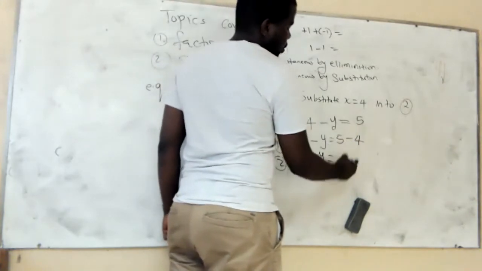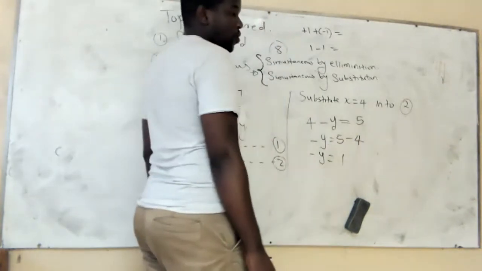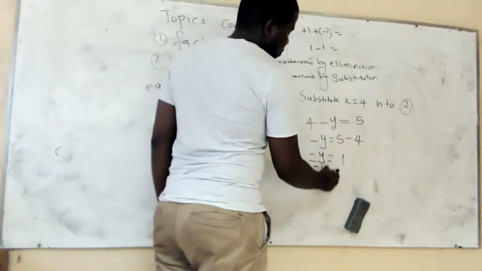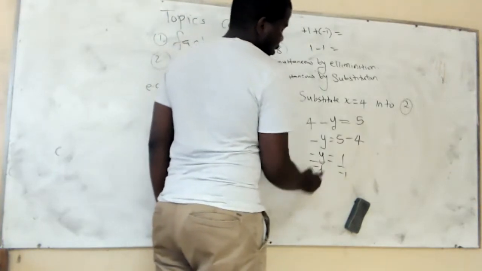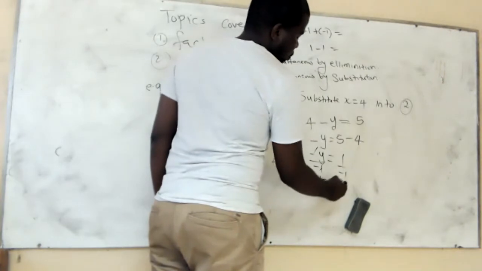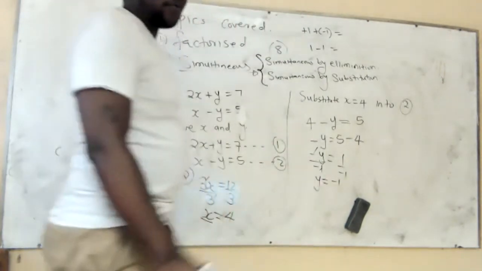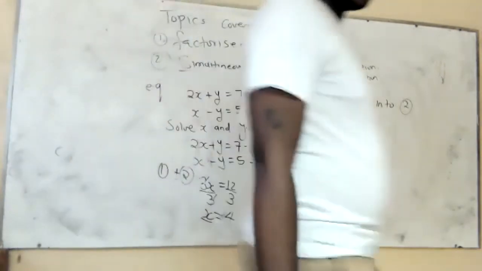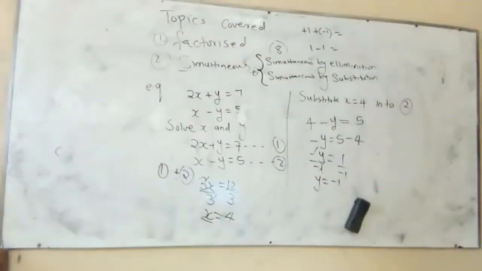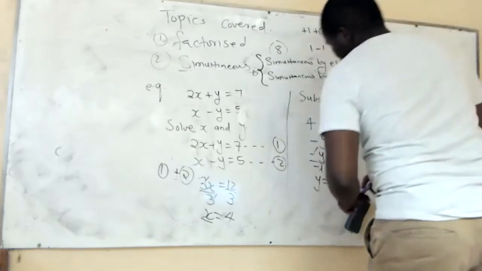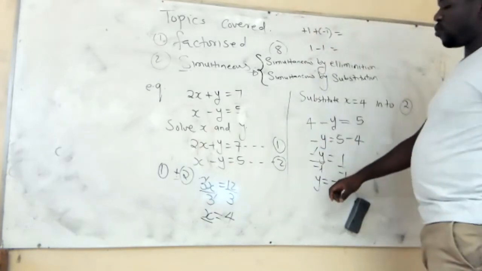5 minus 4 gives you the answer of 1. Then we divide both sides by negative 1, so that these cancel each other. Therefore, y will be equal to negative 1. Did you see how we get to the value of negative 1? Yes. So you now have the value of x, and now you have the value of y.